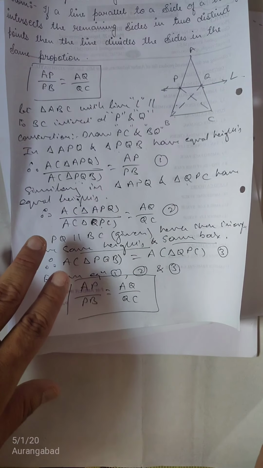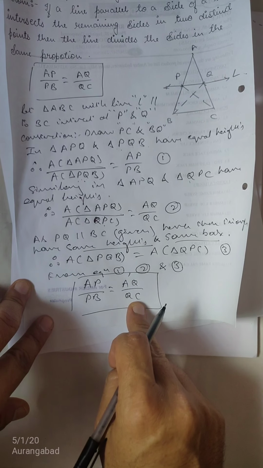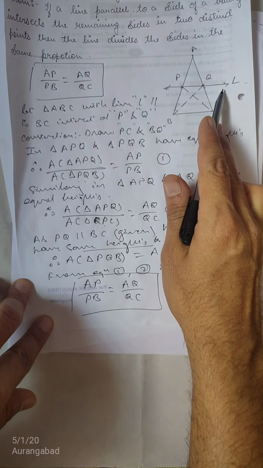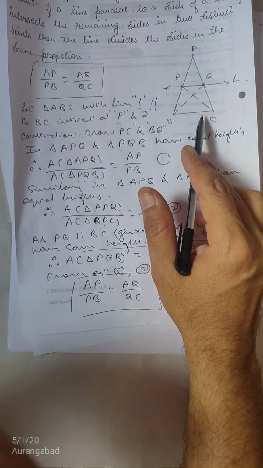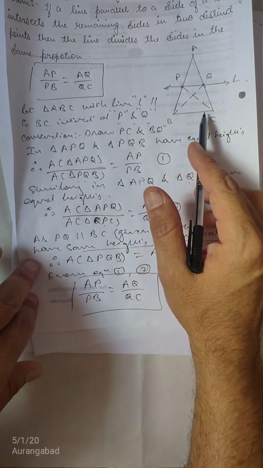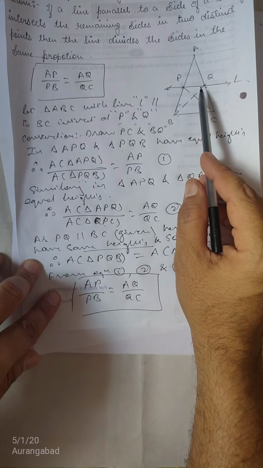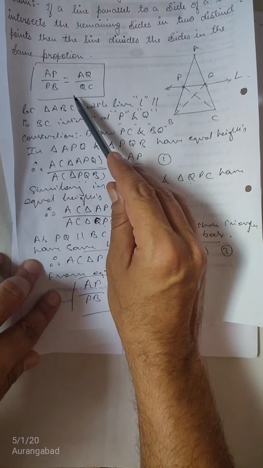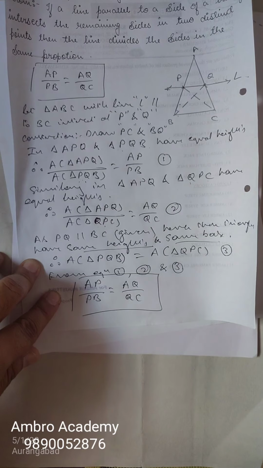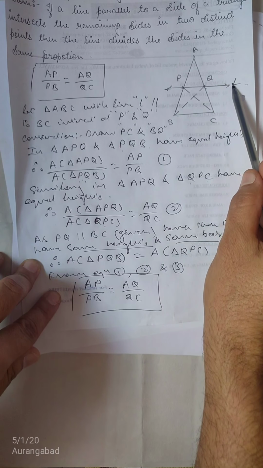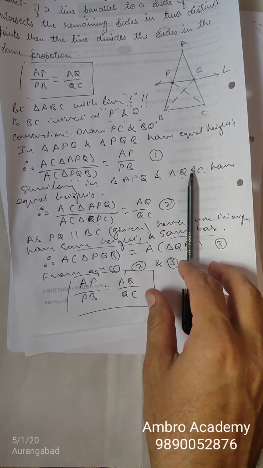What is the converse of this? The converse is, if the sides are in this proportion, then we can say the line joining them is parallel to the remaining side. Here what we have done is, they have said that if the line is parallel, then it divides in this proportion. Now the converse: if it divides in this proportion, then it is parallel to the remaining side. So the next part we are going to do in the next session.